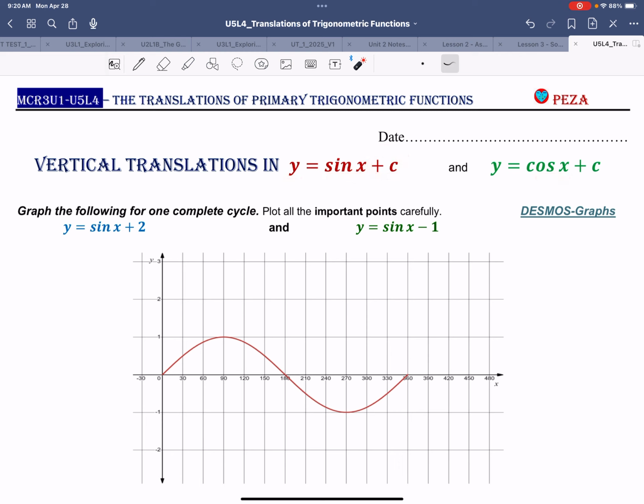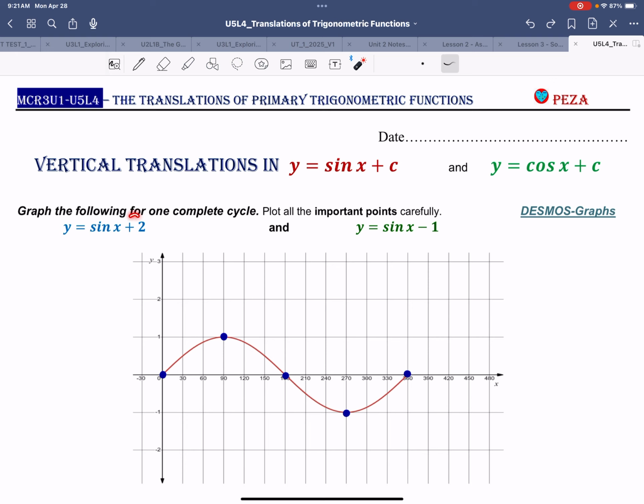So let's take a look at our first examples. So y equals sine of x plus 2 and y equals sine of x minus 1. So the graph you see here on the grid is the graph of the basic sine function, y equals sine of x. And on the same grid, we will be drawing the graphs of y equals sine x plus 2 and y equals sine of x minus 1. Now recall that whenever we draw graphs of trigonometric functions, we focus on the 5 important points, and these are the 3 x-intercepts for the sine function, the maximum and the minimum.